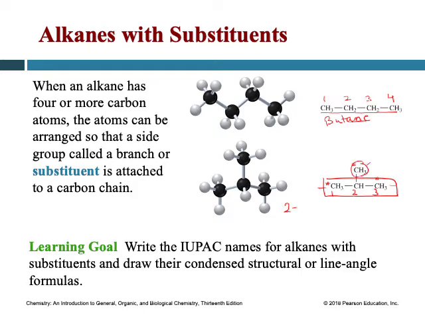The substituent is this, which is methyl, 1 carbon, so it's 2-methyl, and we have 3 carbons in the parent chain. Three carbon is prop, and this is ane, so this is propane. This is 2-methylpropane, the name of this molecule.